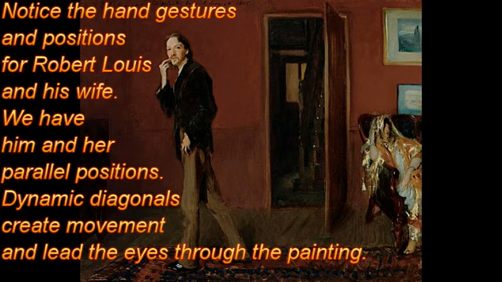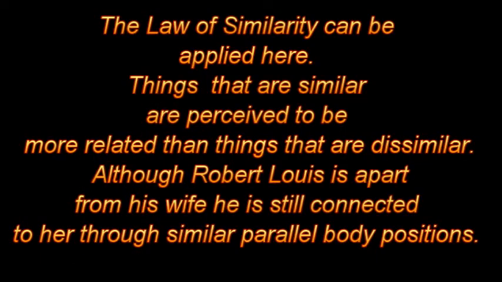Notice the handheld gestures and positions for Robert Louis and his wife. We have his and her parallel positions. Dynamic diagonals create movement and lead the eyes through the painting. The law of similarity can be applied here. Things that are similar are perceived to be more related than things that are dissimilar. Although Robert Louis is apart from his wife, he is still connected to her through similar parallel body positions.